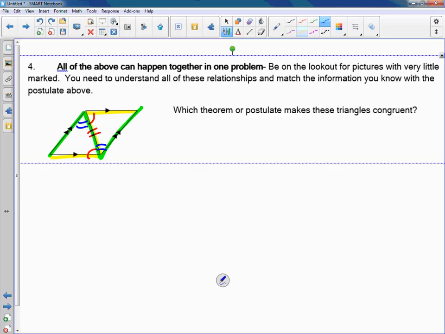So this time I have two angles and I have a side. Now, is my side in between the two angles that are marked? And my answer is yes. So, this is proven by angle, side, angle.